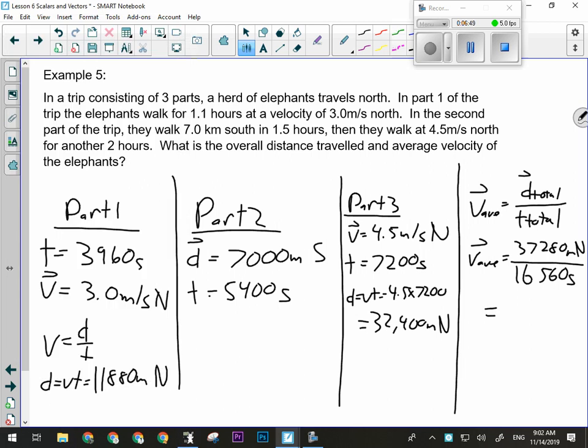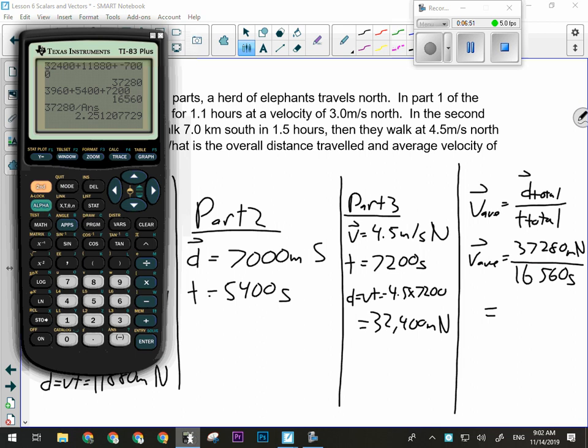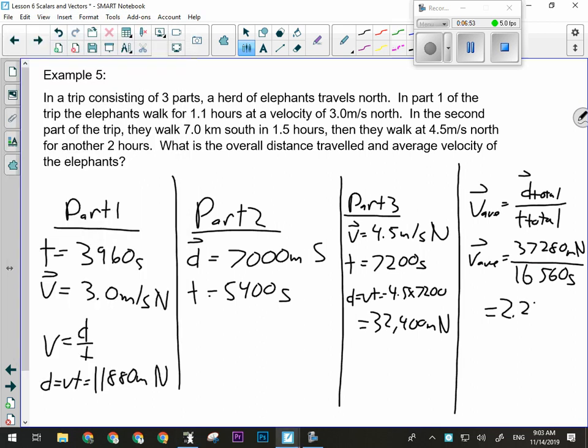Average velocity of the elephants is going to be 2.25 meters per second north. Okay, do I have to include the north? Yes, velocity is a vector quantity. If I don't write north, it's wrong.